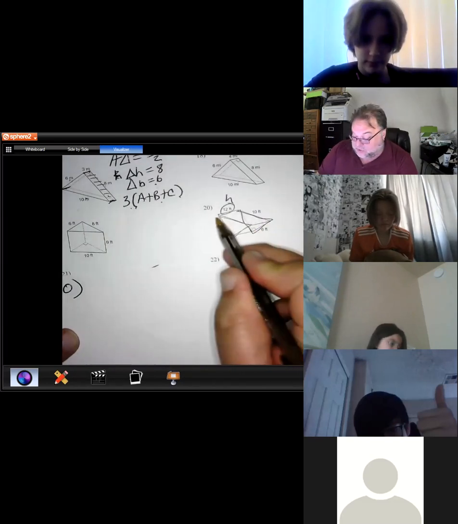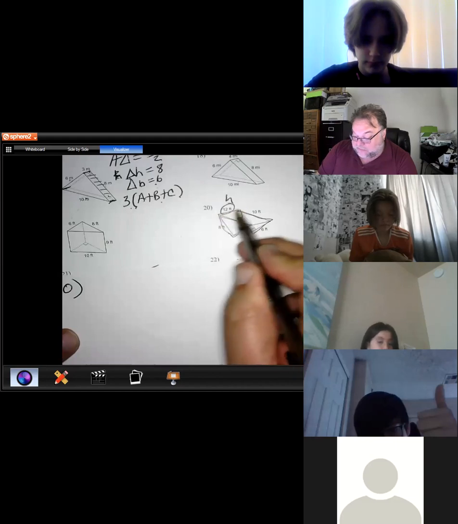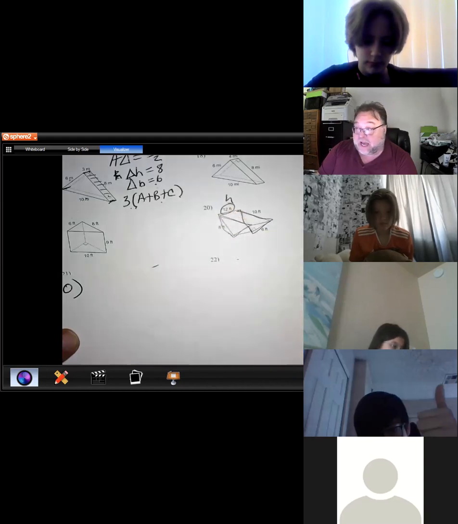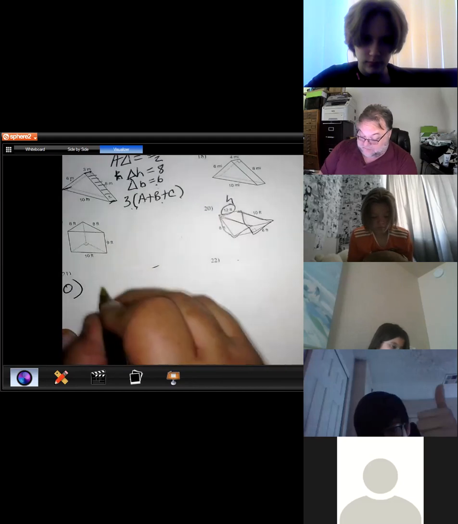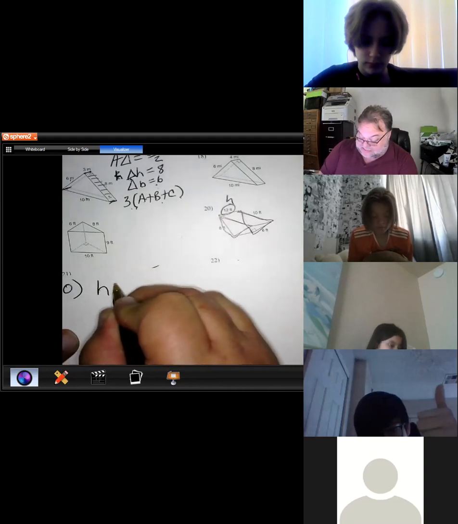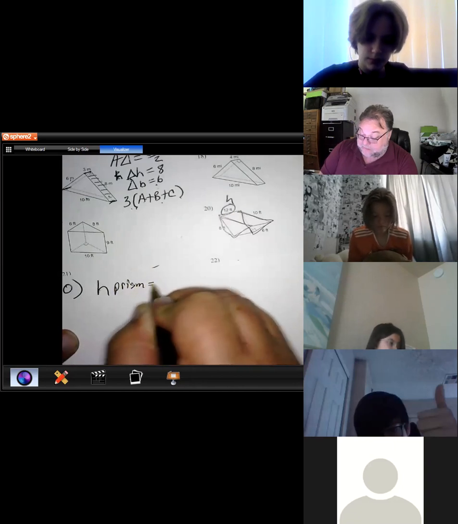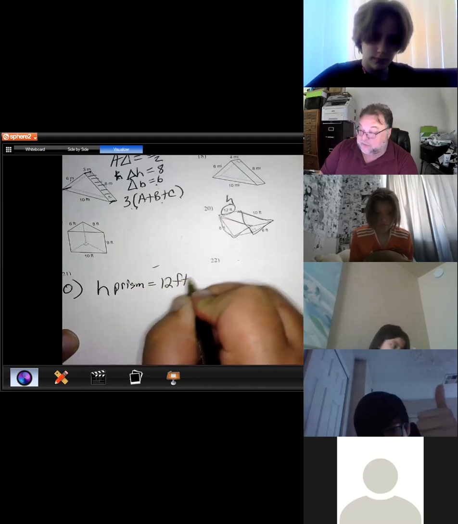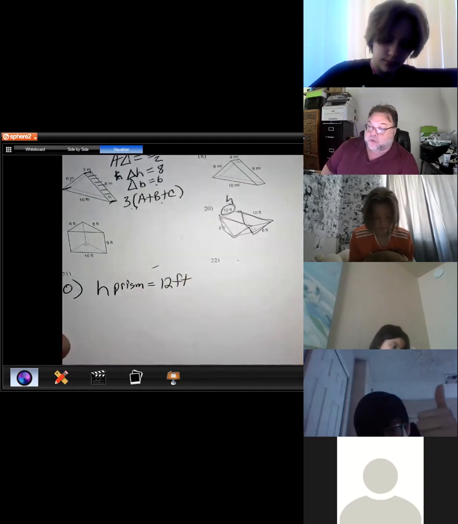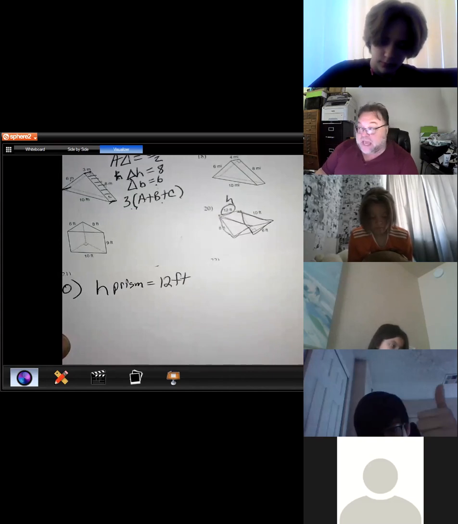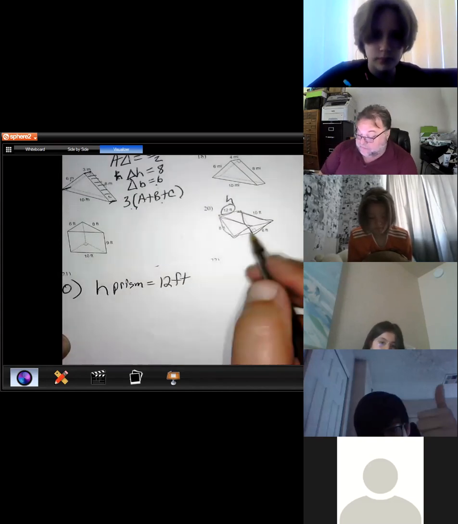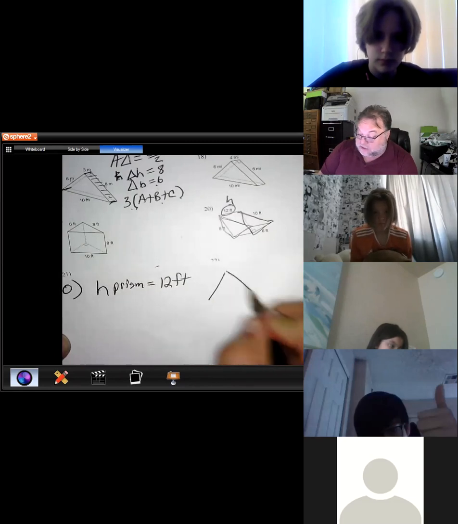I drew where the triangles were, and what was left over that hadn't been drawn on would have been the height of the prism. So we're going to say the height of the prism is going to be 12 feet. So, we're trying to find the information that we need to solve this, right? Once we have the information, now we can solve it. So the triangle looks like this.